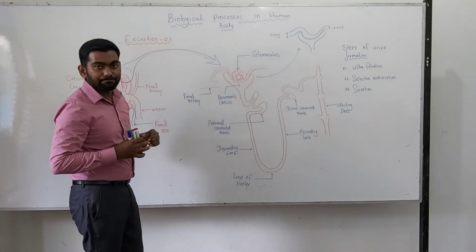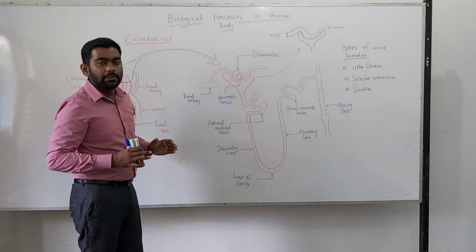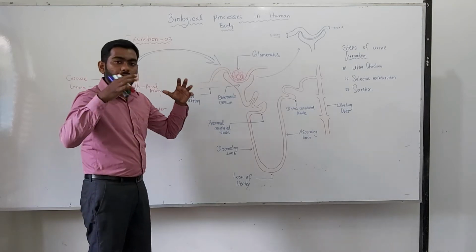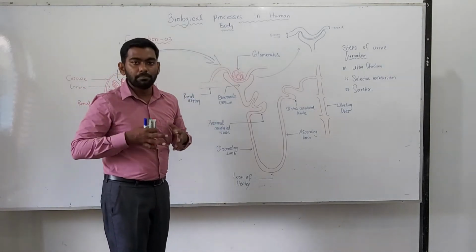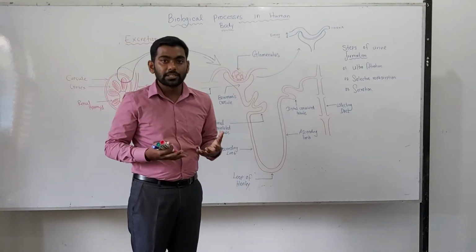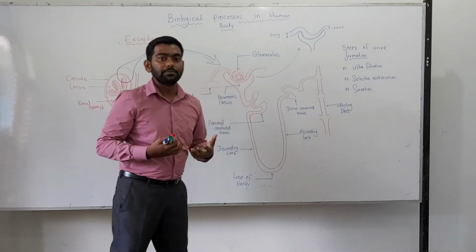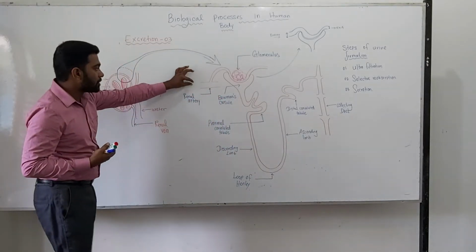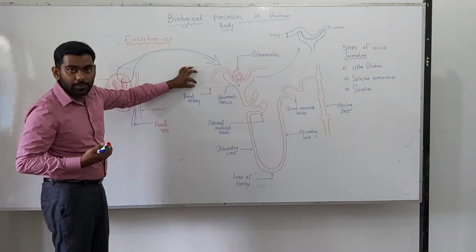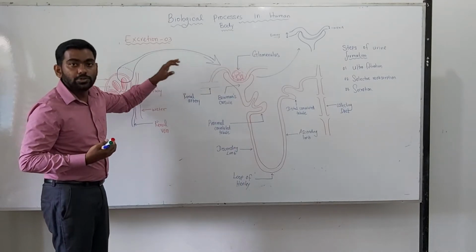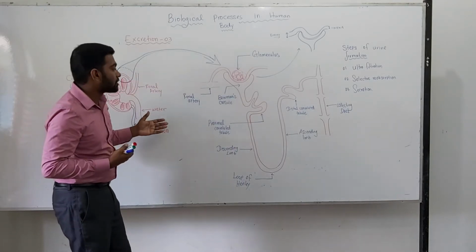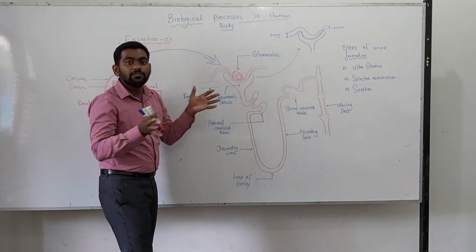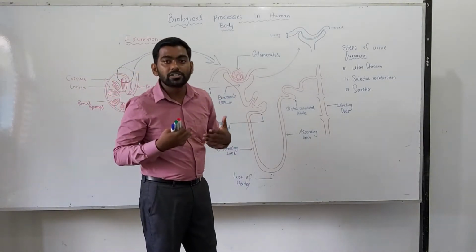As I told you in the previous lesson, all the waste materials are given to the blood, and finally by filtering the blood, we can separate them. So that's what is happening here. You can see the renal artery, which is connected to the systemic arteries. It comes as a branch, and it is divided into lots of small arterioles.